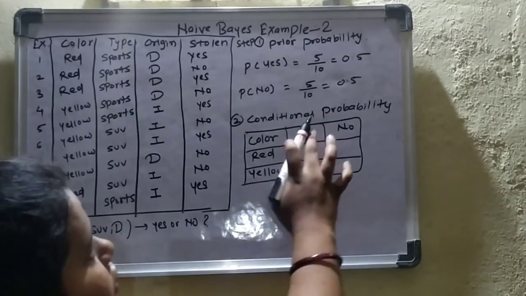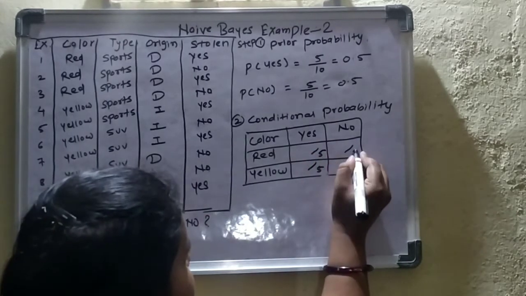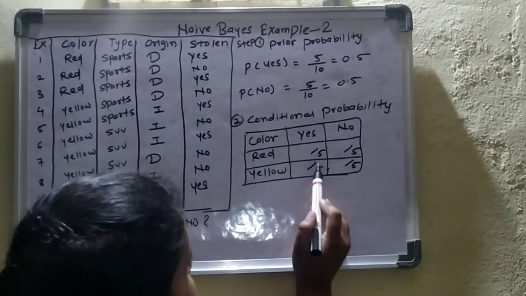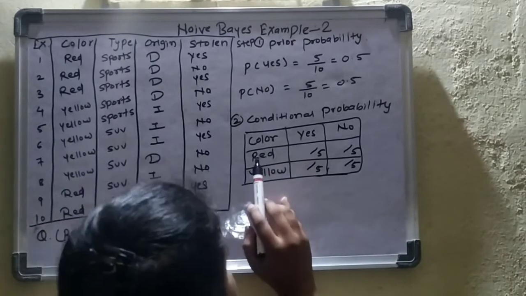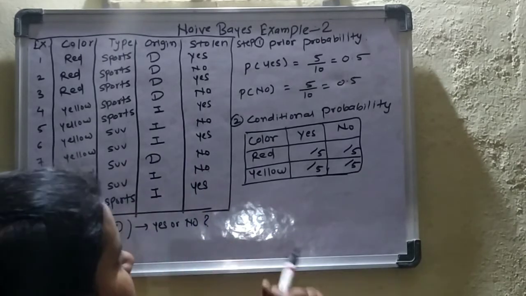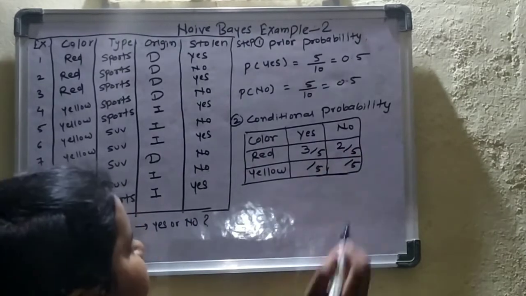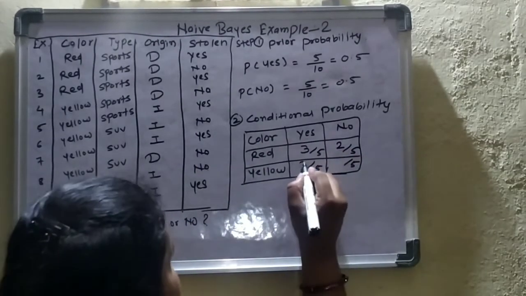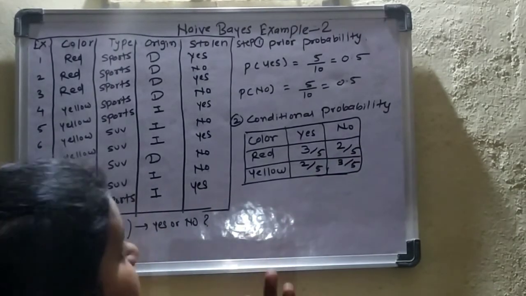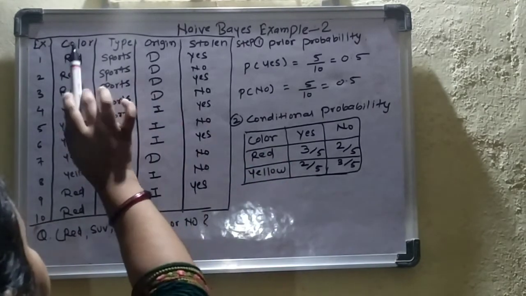Now we know how many total number of yes are there? 5. So everywhere we have to write 5 because no's are also 5. So the denominator on this side will be 5 because total number of yes are 5, total number of no's are 5. So we have to see in red how many yes are there. So in red 1 yes, 2 yes, 3 yes are there. So it will be 3 by 5 and no are 1 and 2. So it will be 2 by 5. Similarly we have to calculate for yellow. This is the conditional probability. This type of table we have to form for all the three classes. So we have color, type and origin.